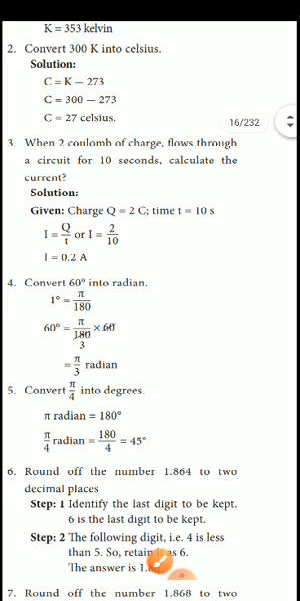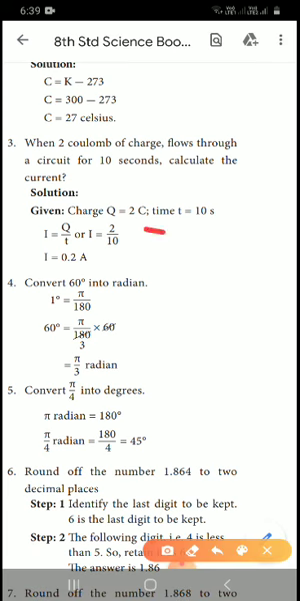Next, 2 coulomb of charge flows through the circuit in 10 seconds. How can we calculate the current? Given Q is 2 and time is 10 seconds. You can use this formula, I equals Q divided by t, so 2 divided by 10. So 0.2 is the answer.